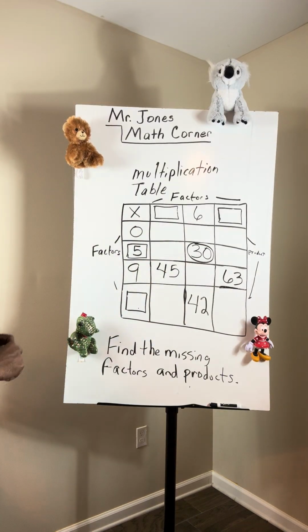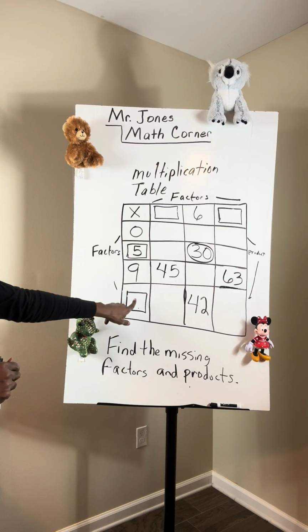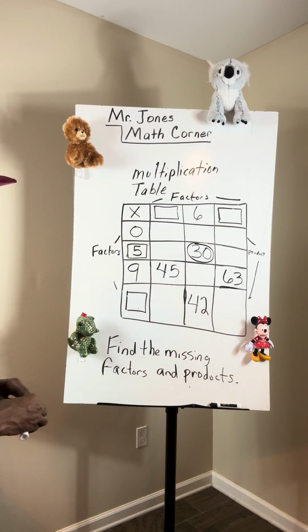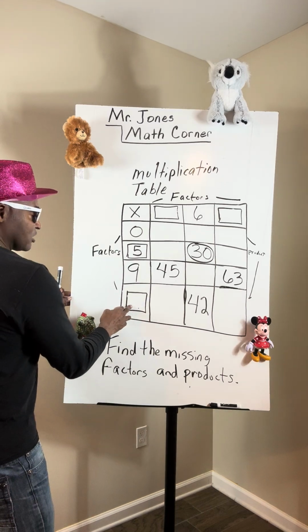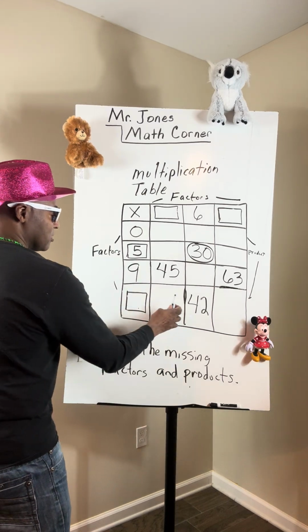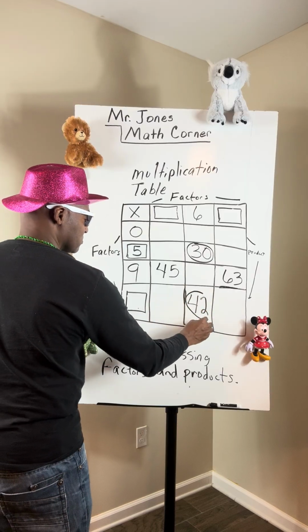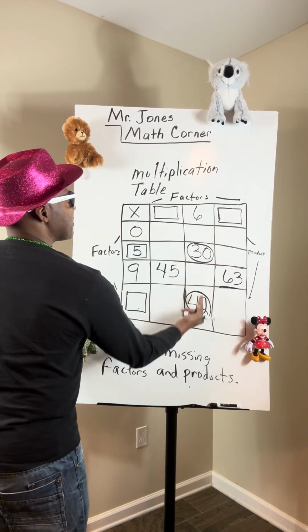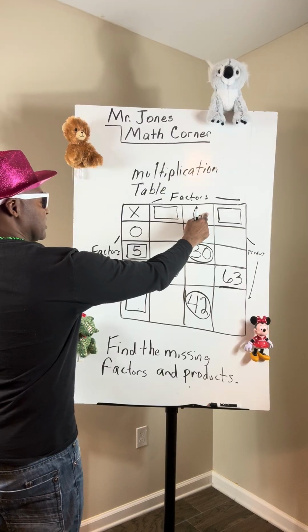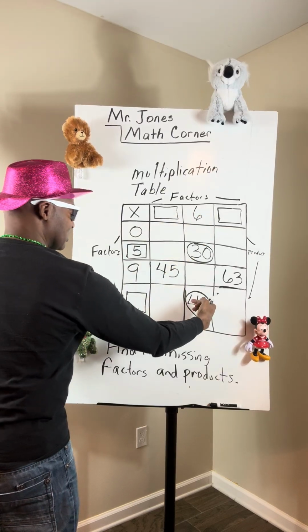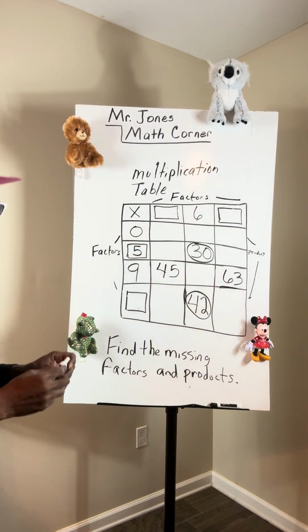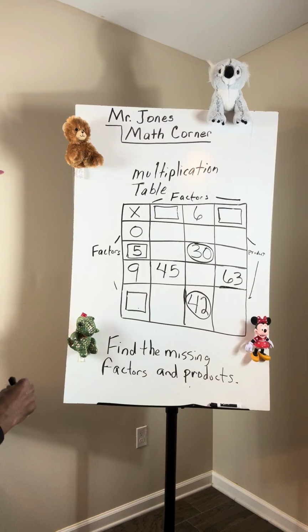All right, now let's see what's missing next. We have another missing factor right here. So we go to our missing factor. Let's go over to our number. Boom. We stop at the 42. Let's circle the 42. Let's look up. 6 is our factor. Let's look to the left. It's blank. But we know one of our factors.